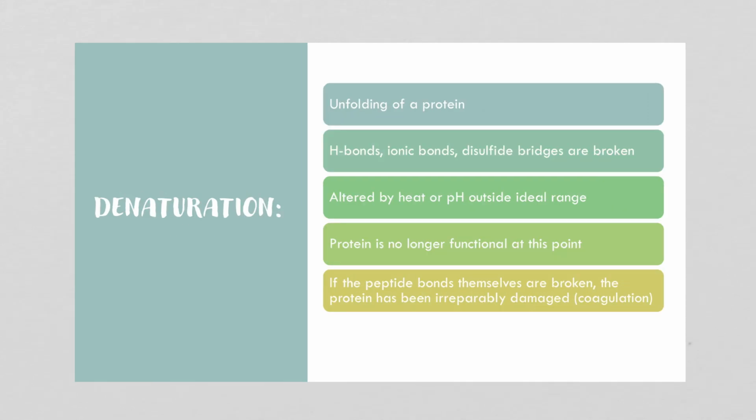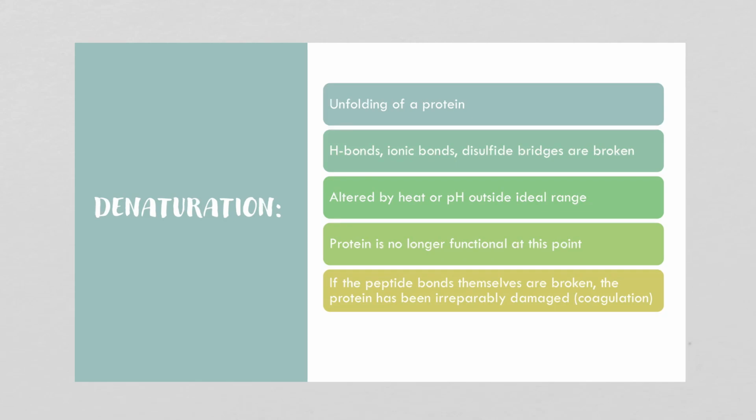So denaturation is when a protein unfolds. So the hydrogen bonds or the ionic bonds or the disulfide bridges can be broken. And this can be altered by heat or pH or chemicals that are outside the ideal range for the protein. And when a protein denatures, it can't function anymore because it's not folded properly. And if the peptide bonds themselves are broken, or for some reason that protein can't refold, the protein has been irreparably damaged. And that damage is called coagulation.